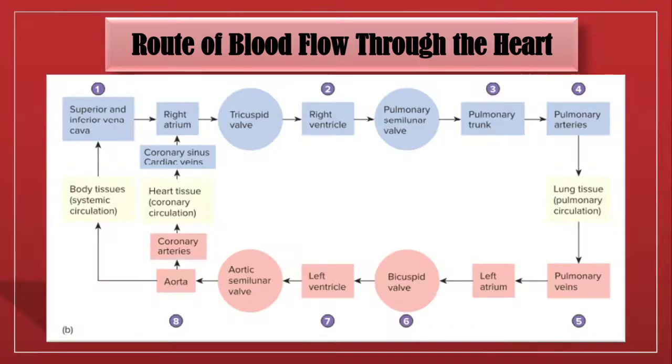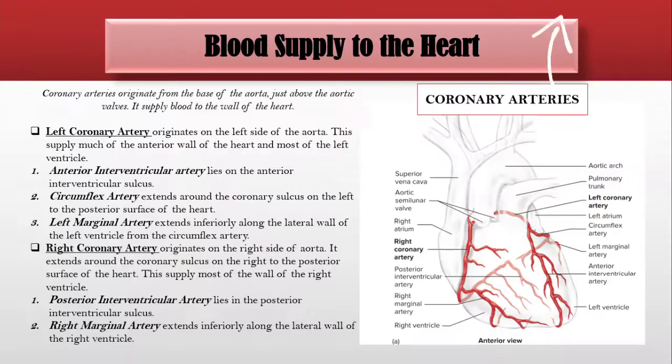For you to be able to understand clearly the route of blood flow through the heart, kindly take a look at this picture, and the step-by-step process of blood flow through the heart is represented in this graphic organizer. Let's come now to blood supply to the heart. Coronary arteries originate from the base of the aorta, just above the aortic valves, and supply blood to all the walls of the heart. The left coronary artery originates on the left side of the aorta, and this supplies much of the anterior wall of the heart and most of the left ventricle.